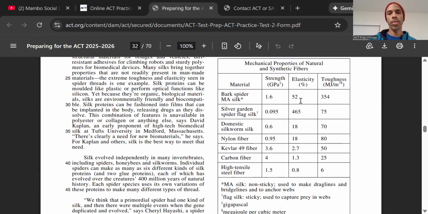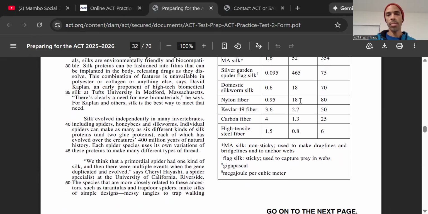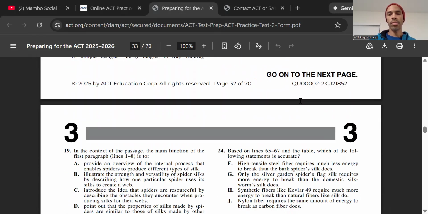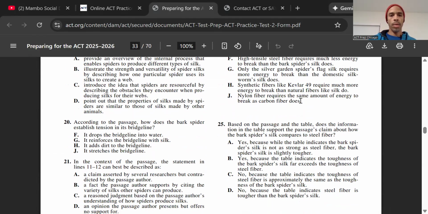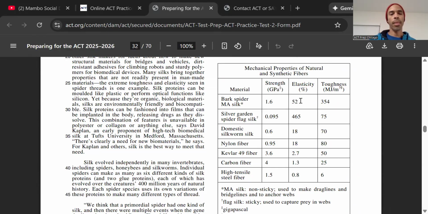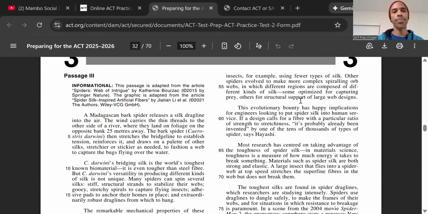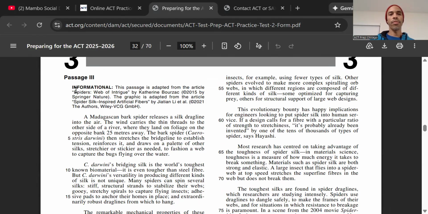Now, here's something interesting that I haven't seen in the reading section of the ACT before. It's a chart, graph, or table, almost like a science part on the reading. I hadn't seen that before. But nevertheless, it's still a reading passage. So, a reading passage, I tend to read them first. This is an informational passage.